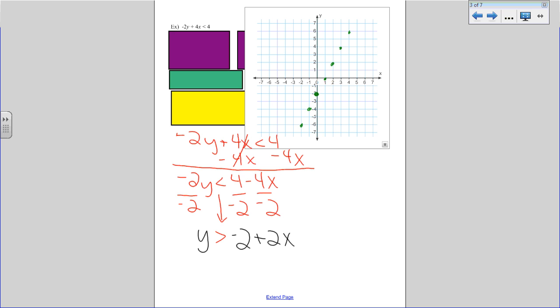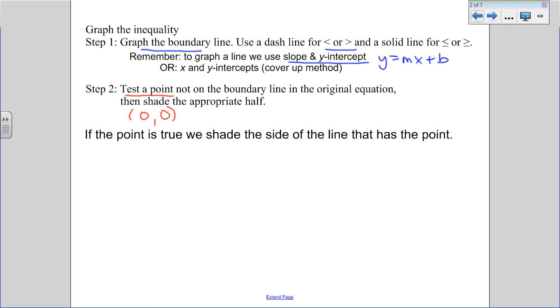So I should go back up to the beginning. It said it's going to be a dashed line if it's just less than or greater than. So this needs to be highlighted. Some of you need to circle this now. Solid line for less than or equal to or greater than or equal to.